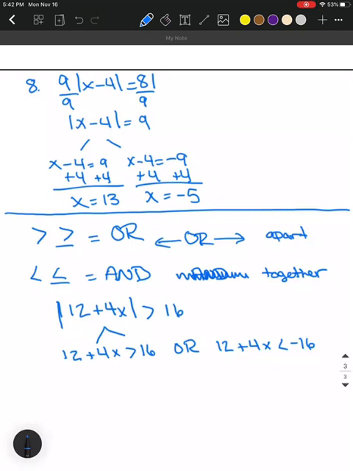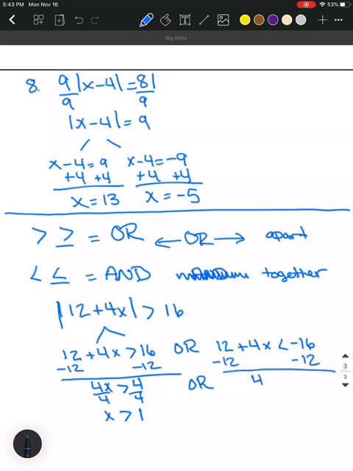Don't forget that. So now I'm just going to solve it. Subtracting 12 from both sides, we have 4x is greater than 4. Divide both sides by 4. We have x is greater than 1. Or, I'm still going to subtract the 12 from both sides. Now I have 4x is less than negative 28. Divide both sides by 4, and we have x is less than negative 7.